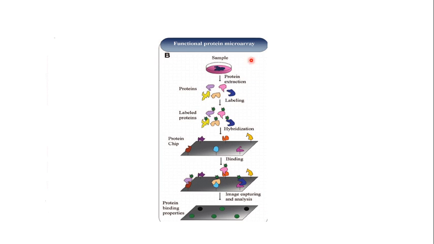Now, if you talk about the functional protein microarray, if this is your sample, what you do is go for the extraction of the proteins, just like the previous one. Then you are going to label them. As in this particular case you are only focusing on a single sample, you can use a single type of fluorescent molecule, in this case the green one. So you have labeled all of the proteins.